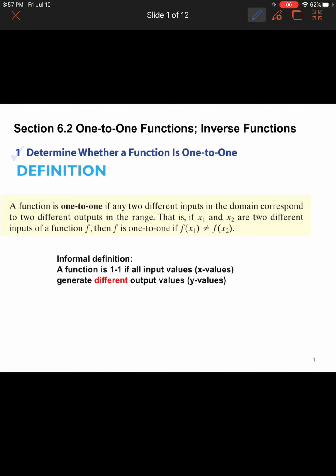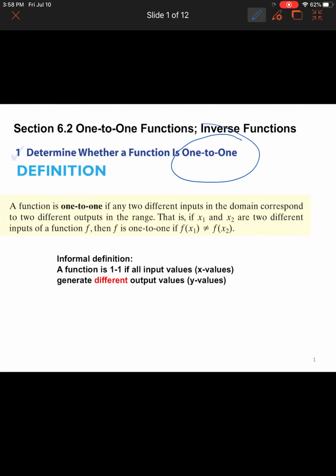All right, we're back, and today we're going to be finding the inverse of functions. There's something that we need to know about functions before we can find the inverse. In order for a function to be invertible, it must be one to one. Now, how do we determine if a function is one to one?